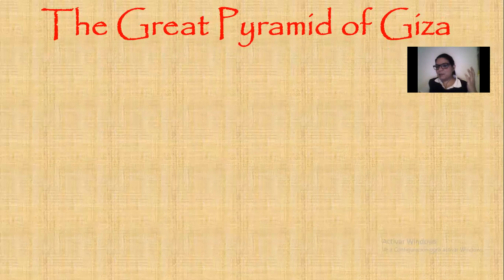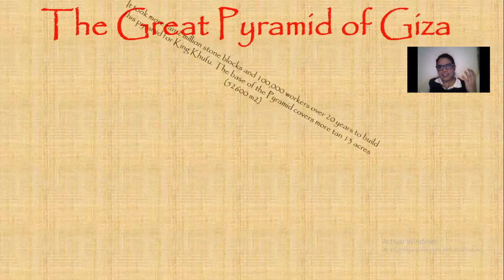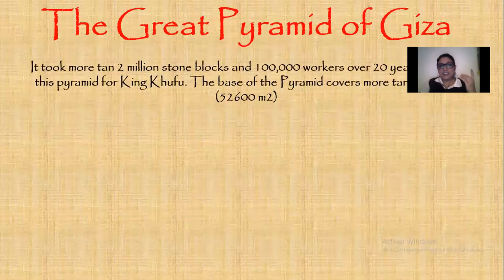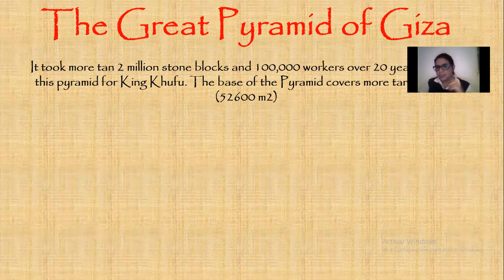Let's talk about the Great Pyramid of Giza. The Great Pyramid of Giza took more than 2 million stone blocks and 100,000 workers over 20 years to build this pyramid for King Khufu. He was the one who ordered the construction of the pyramid.